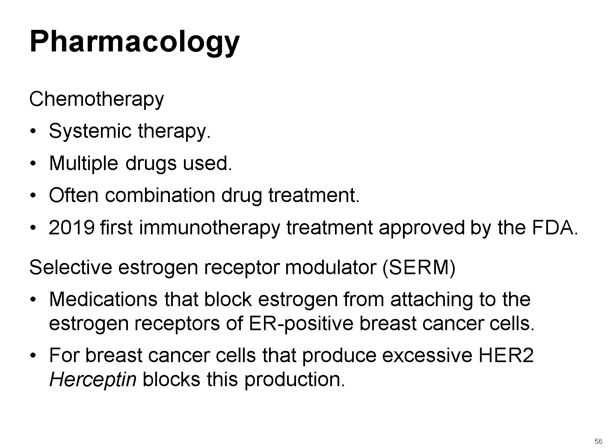In 2019, the FDA approved the first immunotherapy treatment for breast cancer, marking a significant milestone in treatment advancements. Selective estrogen receptor modulators block estrogen from attaching to the estrogen receptors on ER-positive breast cancer cells, slowing or stopping their growth.